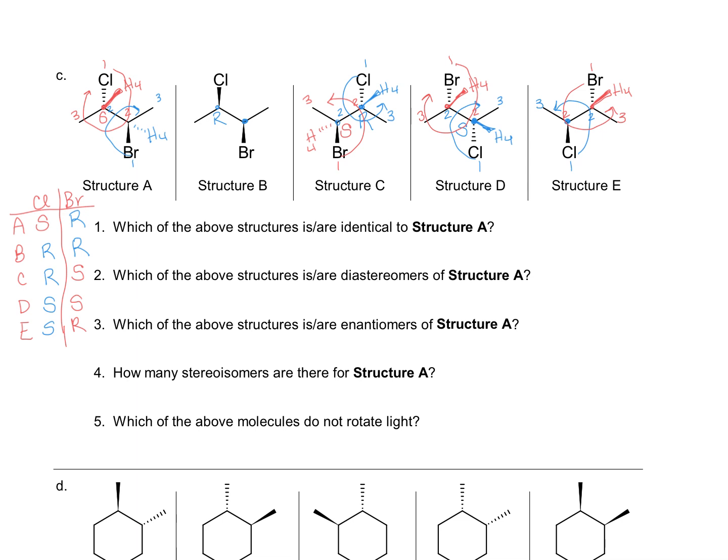So our first question asks, which of the above molecules are identical to structure A? So structure A is SR. So we are specifically looking for chlorine S, bromine R. So the only one that's identical is structure E.